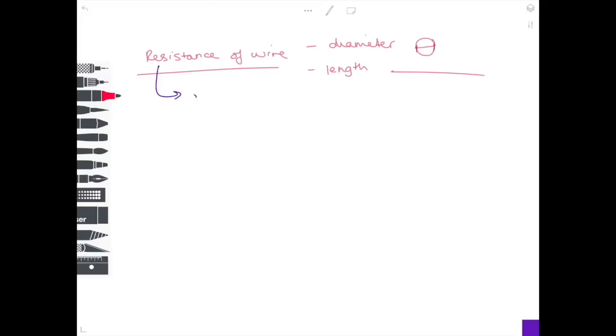So now we need to look at how the resistance of a wire changes dependent on both its diameter, so if we take a cross section of the wire from this distance to this distance, and also its length. Obviously how long the wire is. Now notice that resistance is directly proportional to the wire's length. So if you double the length, you double the resistance.